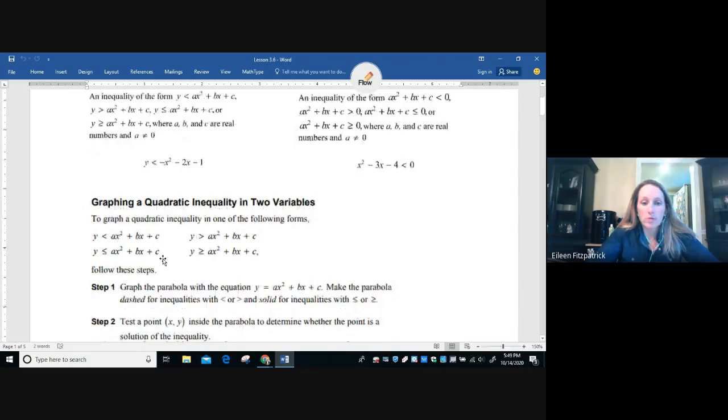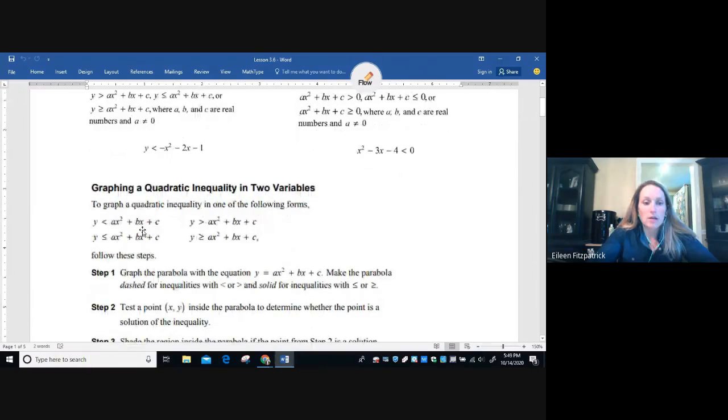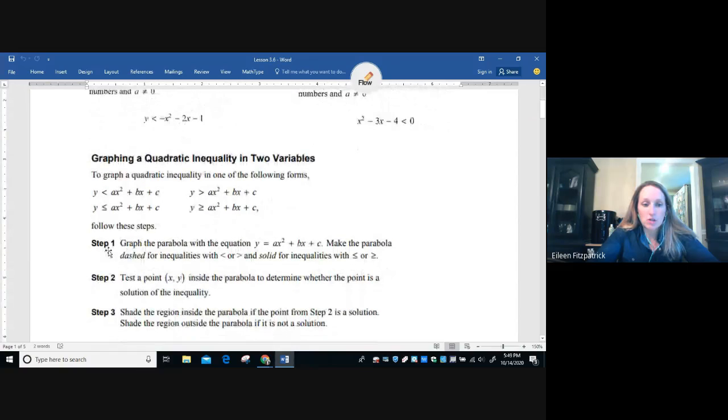So to graph a quadratic inequality in one of the following forms, it says follow these steps. First, you're going to graph the parabola. Okay, so instead of having the inequality symbol, just replace it with an equal sign and graph the parabola. Now, just like when we studied inequalities in Algebra 1, if it has just a less than or greater than symbol with no bar underneath, that's going to be a dashed parabola, because that means that the points that are on the actual parabola aren't solutions, okay? Now, if there is a line underneath the inequality, then it's going to be a solid parabola.